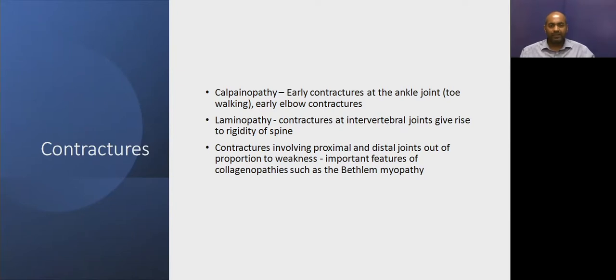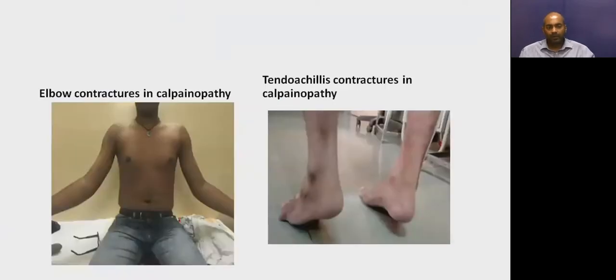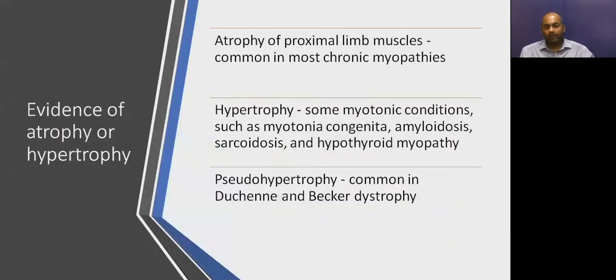Contractures at the intervertebral joints can be seen in laminopathies, which can lead to a rigid spine, and contractures involving the proximal and distal joints out of proportion to weakness can be seen in collagenopathies like Bethlem myopathy. So we have to look for contractures, especially elbow and ankle contractures. Then we can come to the proper muscle examination.